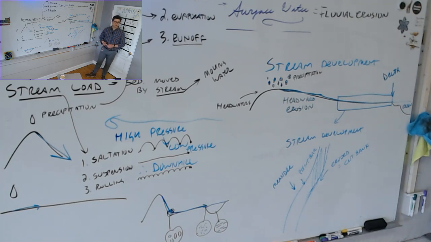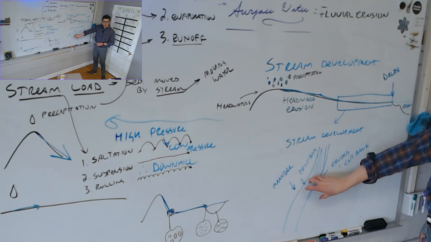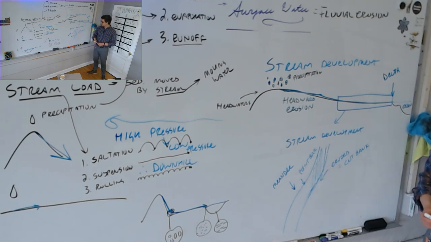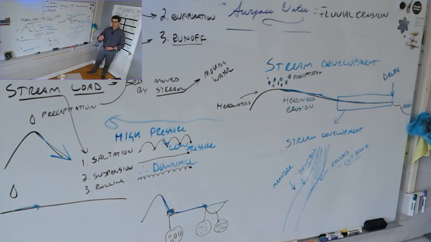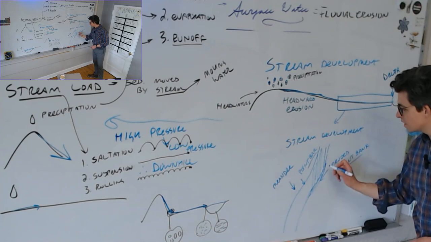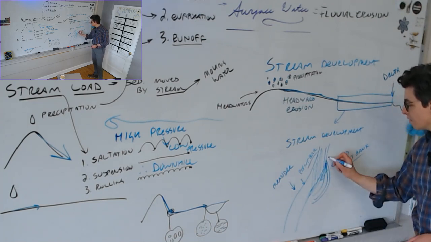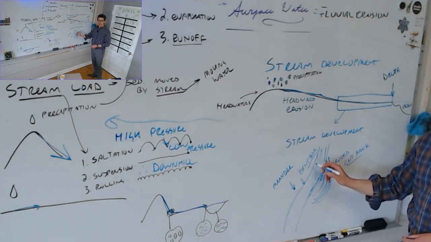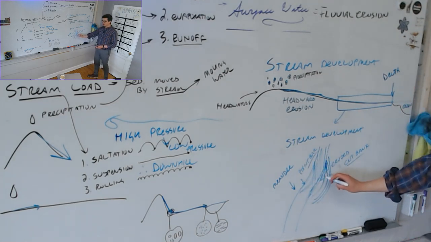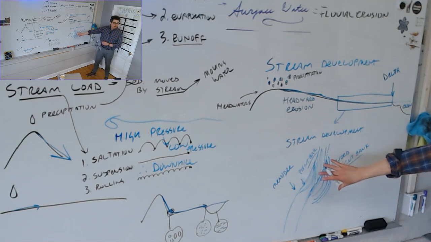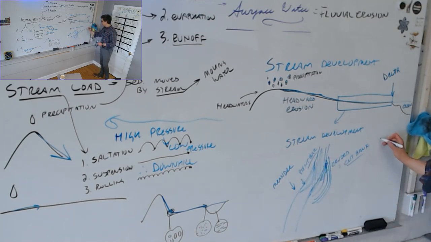Where is the water moving the fastest in this little area here? Where's the water moving the fastest of these two? The cut bank. And since it's moving the fastest, that's an erosional environment. And so the cut bank continually gets cut like that. And since it's moving slower in the point bar, it's deposited in that way. And so you can see what happens is this kind of minor meander starts to be more like that.